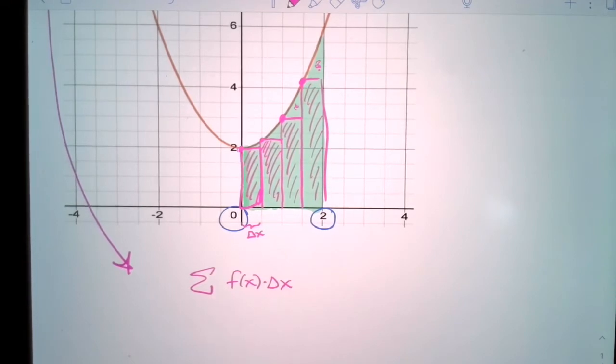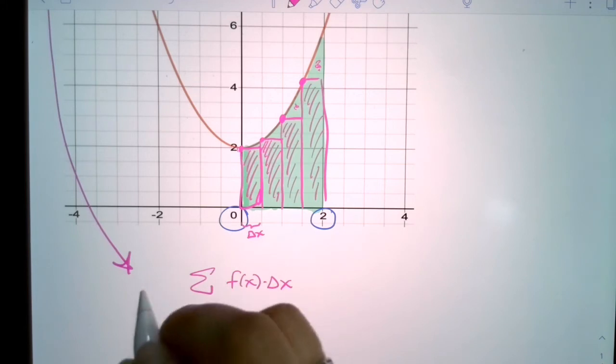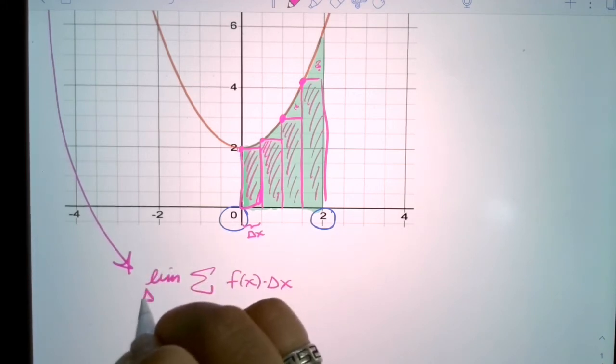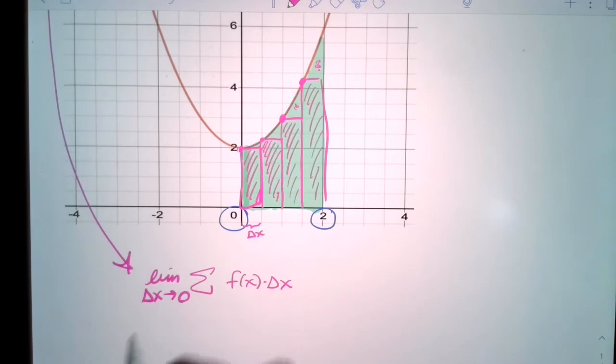Now, if I want the exact area under the curve, we had that connotation like, well, if I have more rectangles, that would be much better, right? If I had 10,000 rectangles, that would be amazing. And so what you did is you said, hey, let me make that change in x, that width of each subinterval, as close to 0 as possible.